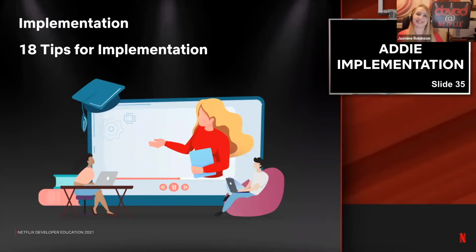The 4th phase of the ADDIE model is implementation, and that's the workshop itself and how the content is presented. You could say right now I'm in the implementation phase of this presentation. And I have 18 tips for implementation on this checklist. And I know that that sounds like a lot, but you can go through them really quick.